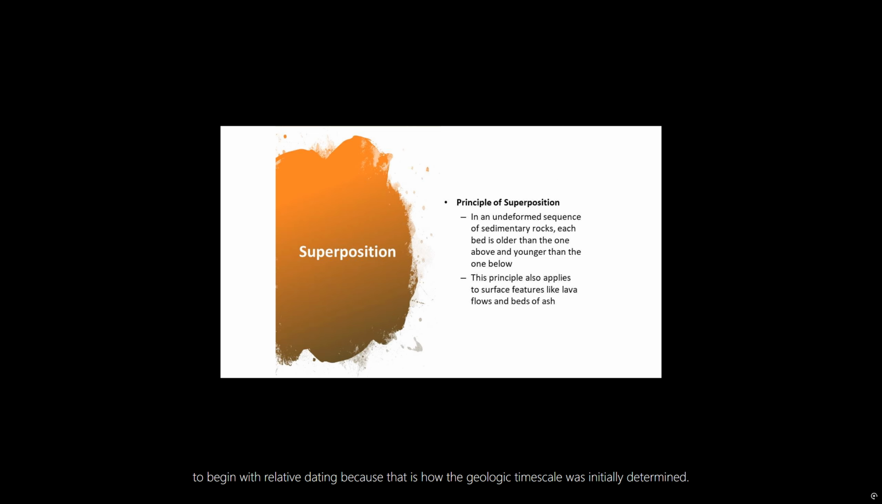We are going to begin with relative dating because that is how the geologic timescale was initially determined. First, we have to understand the principles of relative dating. The first three apply primarily to sedimentary rocks, with the exception of lava flows and ash beds, and are called Steno's laws. The principle of superposition states that in an undeformed sequence of sedimentary rocks, each bed is older than the one above and younger than the one below.